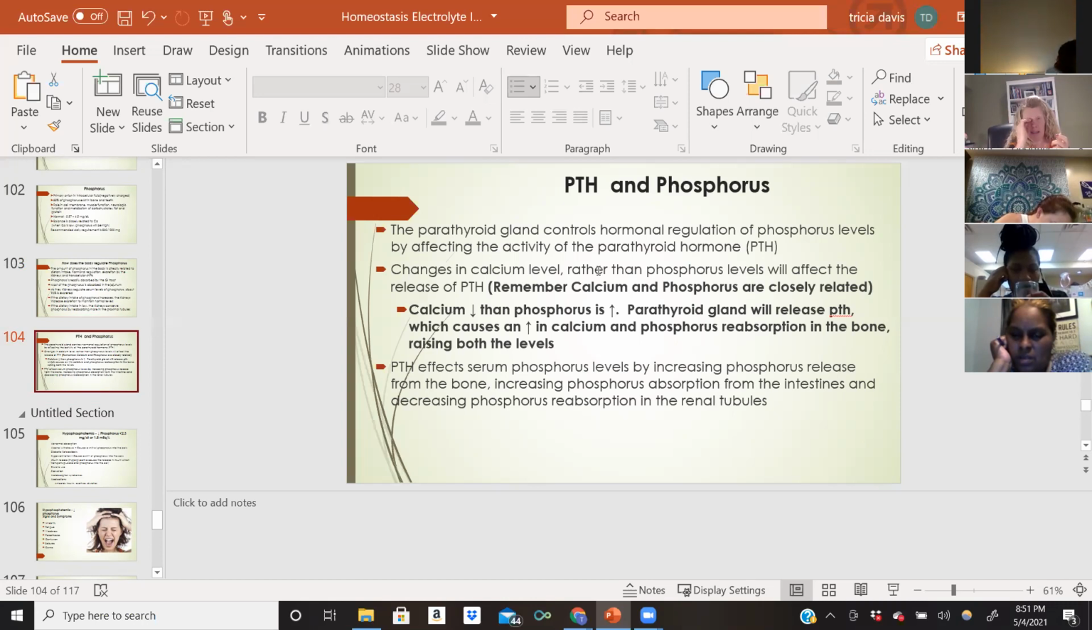Okay, does that make sense? Calcium level goes down, phosphorus goes up. It's going to cause our parathyroid gland to release PTH, which causes an increase in the calcium and phosphorus reabsorption into the bone. So both of your levels will rise. PTH affects serum phosphorus levels by increasing our phosphorus release from the bone, increasing phosphorus absorption from our intestines, and then it's going to decrease the amount that our kidneys reabsorb from the renal tubules, okay?